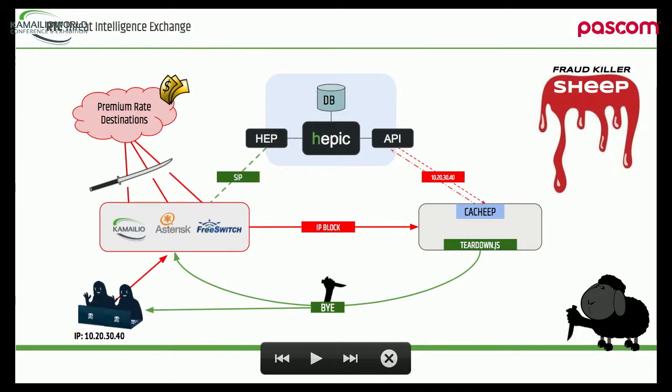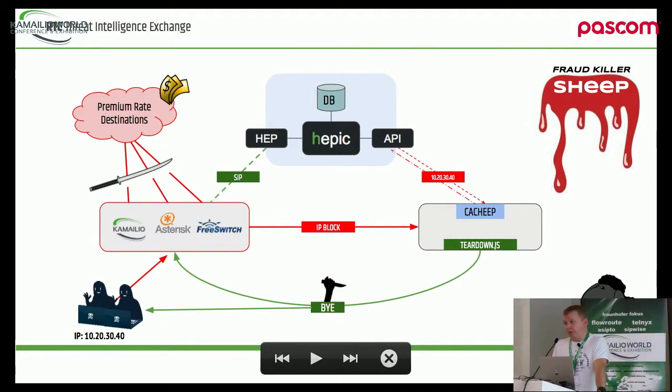How does it work? It's very simple. CareShip can talk to Homer, or in this case, it's Hepic. It's the next Homer generation. Hepic Homer can collect all messages from your network. You already sent this information to Homer. And using the REST API, we can make a request to Homer, and based on the response of Homer, we can see which calls are still open.